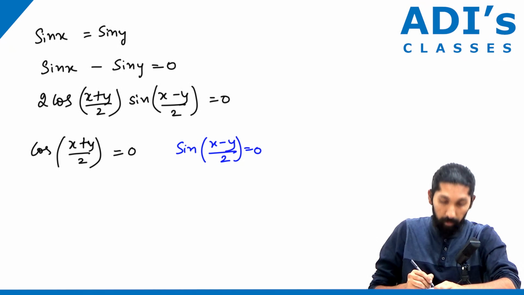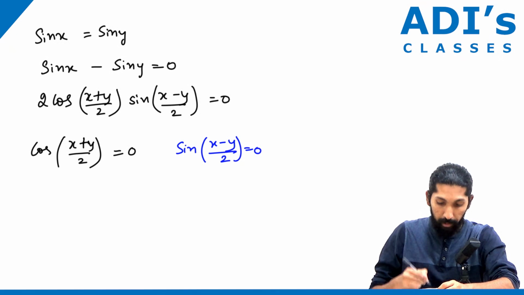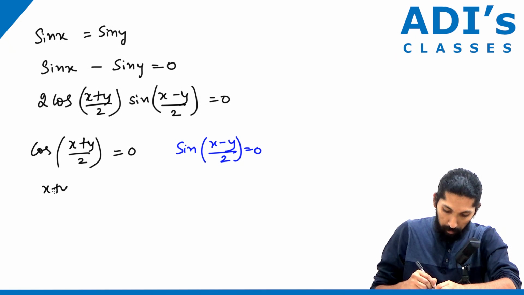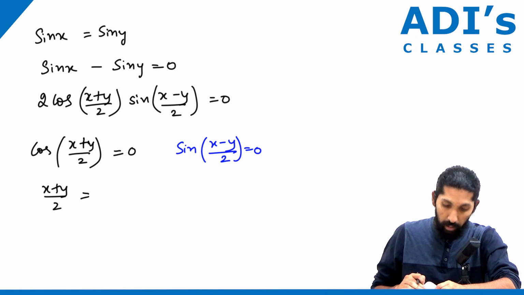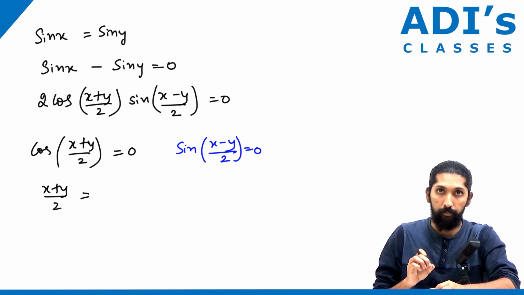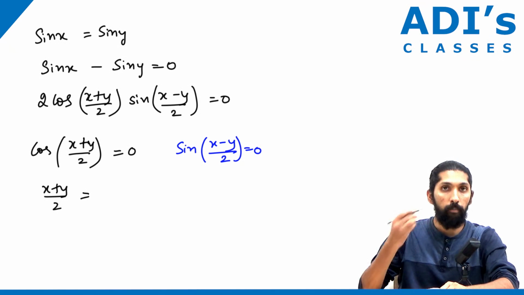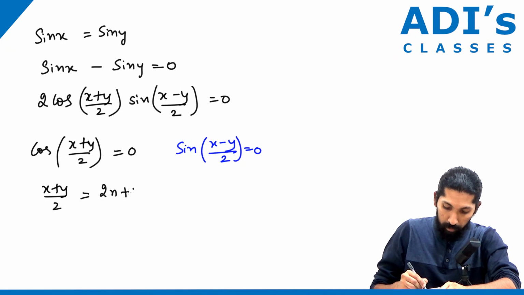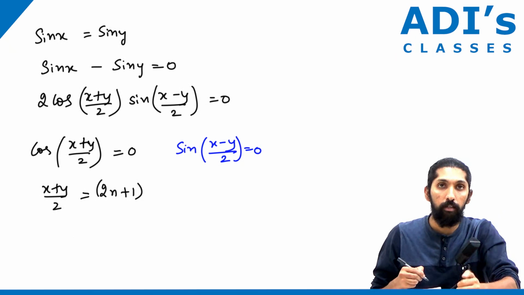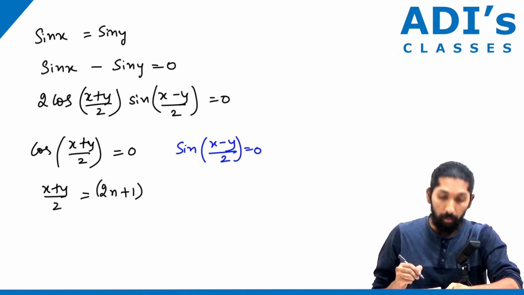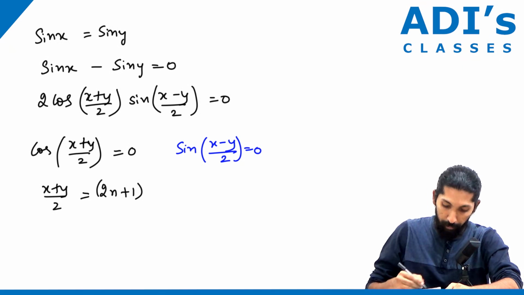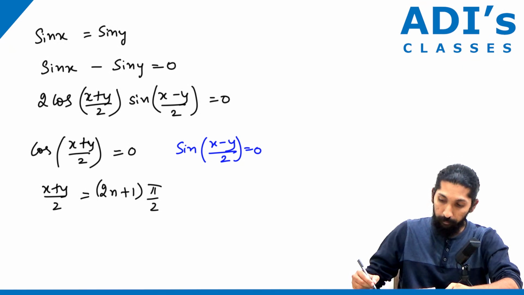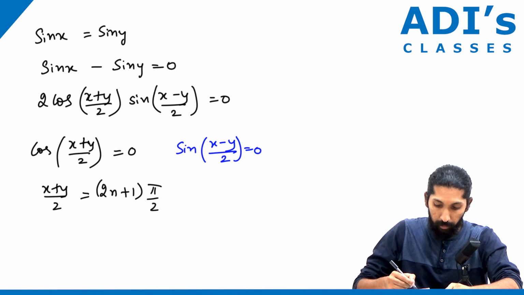So that means if cos of (x plus y) by 2 is equal to 0, then (x plus y) by 2 should be an odd multiple of pi by 2. Make sense? An odd number can always be represented as 2n plus 1. Take any value for n, 2n plus 1 is always an odd number. So, an odd multiple of pi by 2.